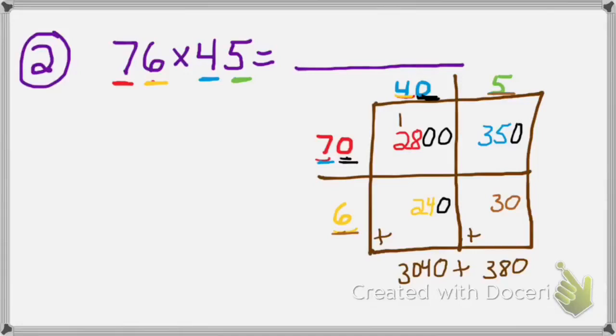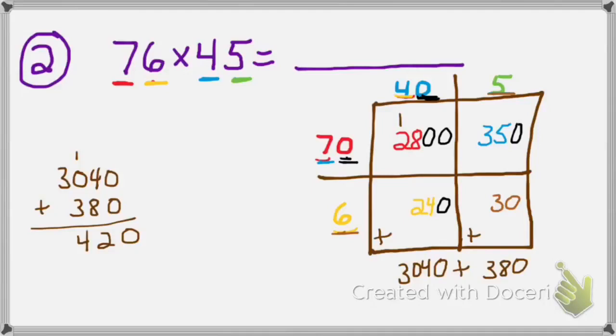So we'll add 3040 plus 380 on scrap paper. 3040. Line up my digits for the 380, and now I can add. 0 plus 0 is 0. 4 plus 8 is 12. Put down the 2, carry the 1. 1 plus 0 is 1, plus 3 is 4, and 3 plus nothing is 3.